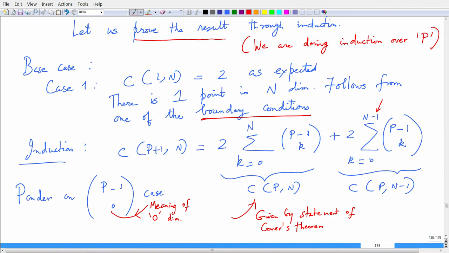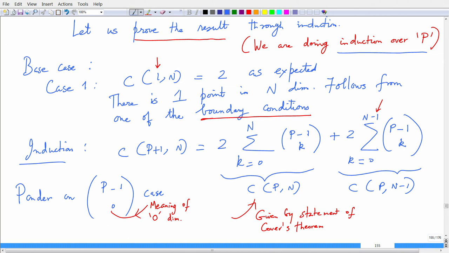The induction step starts with this process. C of p plus 1, we assume that the result is true for dimension, say, m equals n, and then we look at the case. Here we are doing induction over the number of points. So, we have to look into the case where we bring in the number of points as our parameter. The base case was with the number of points m equal to 1, and then we look at the case where it holds for m equals p, and then we consider the case for m equals p plus 1. So, the induction is over the number of points. This is very important. You can do it over the dimension, or with respect to the number of points, but we will do it with respect to the number of points here.